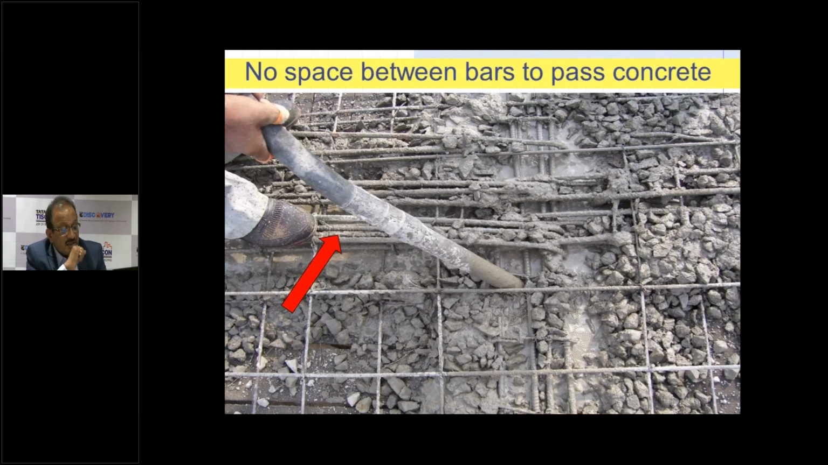In this, you can see where that red arrow is going. There is no space between two bars. These four bars are practically touching each other. There is hardly a half-inch gap between these bars. Imagine how concrete is going to pass through. So this is not allowed. You have to provide at least 2 inch space between the bars, and then only concrete can pass through.